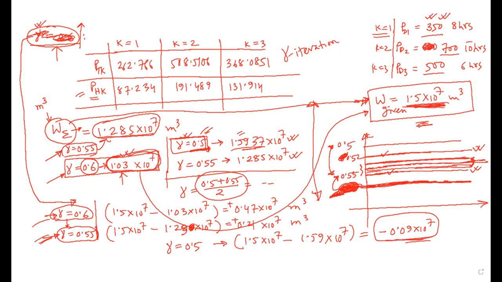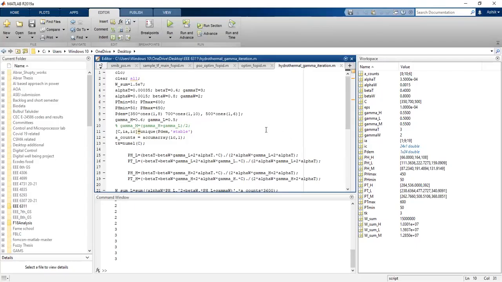Let's see the thing that I just discussed in a code. So let's stop the share and share the screen, the MATLAB. Okay. So it's the same problem. This is the hydrothermal gamma iteration algorithm.